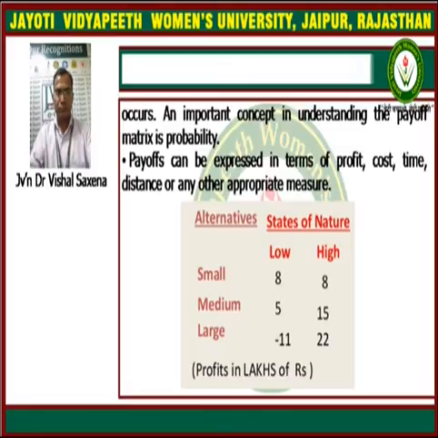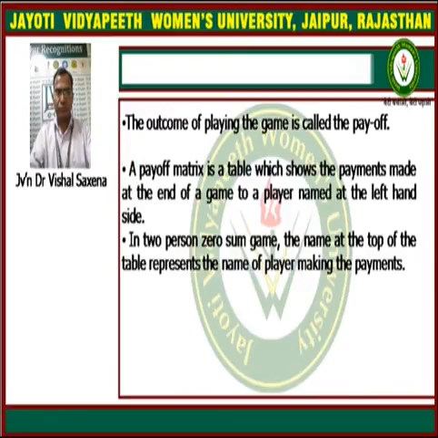So this kind of table is called the payoff table, and we can see some alternatives are mentioned and some states of nature are mentioned. This table consists of the different payoffs, each taken by a combination of a state of nature and a decision alternative. Now we can also understand this: if we discuss game theory, then what is the payoff? The outcome of playing the game is called the payoff.